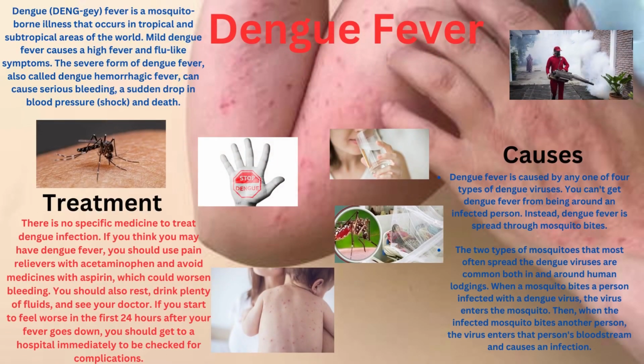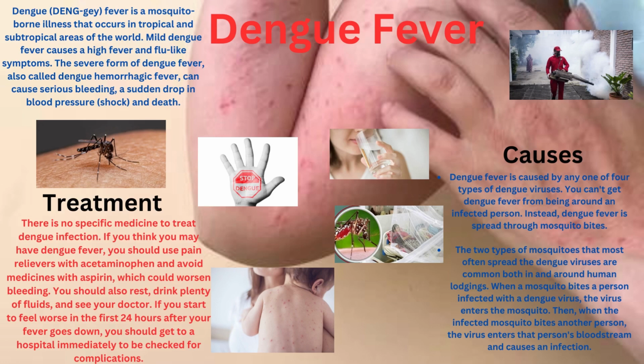Dengue fever. Dengue fever is a mosquito-borne illness that occurs in tropical and subtropical areas of the world. Mild dengue fever causes a high fever and flu-like symptoms. The severe form of dengue virus, also called dengue hemorrhage fever, can cause a serious bleeding, a sudden drop in blood pressure and death. Causes: dengue fever is caused by any one of four types of dengue viruses.